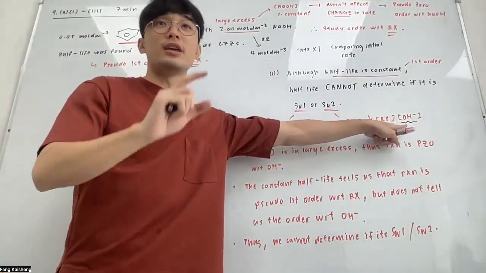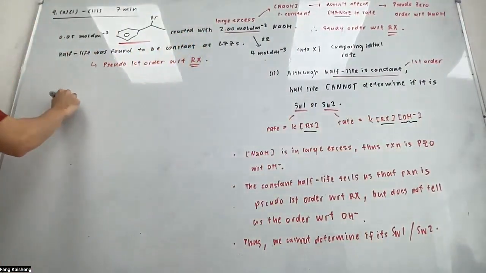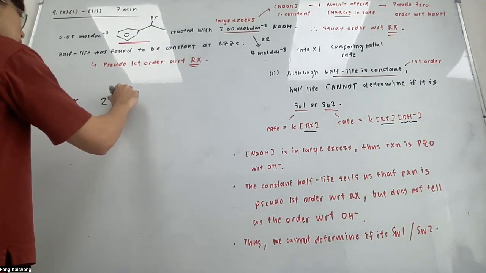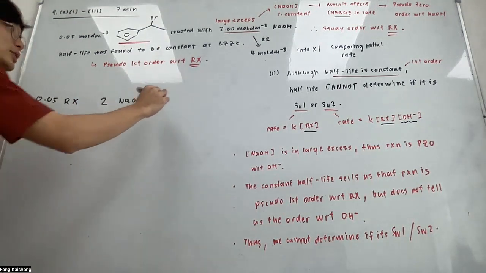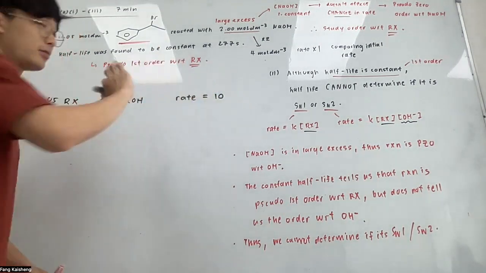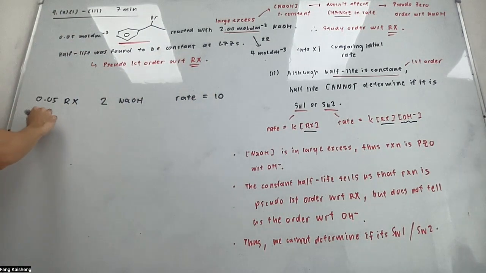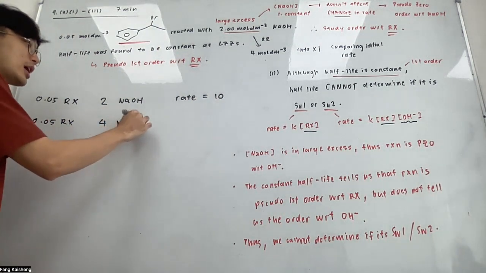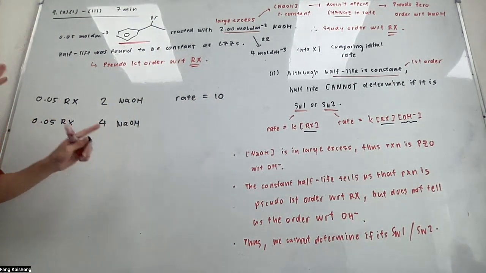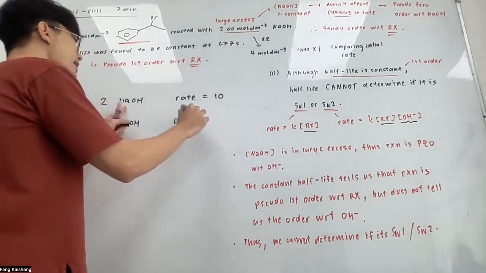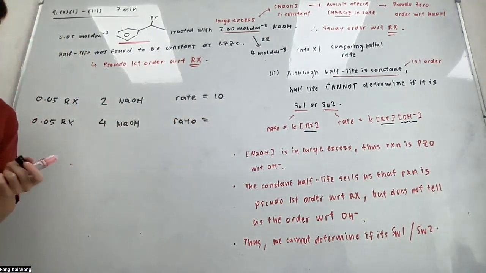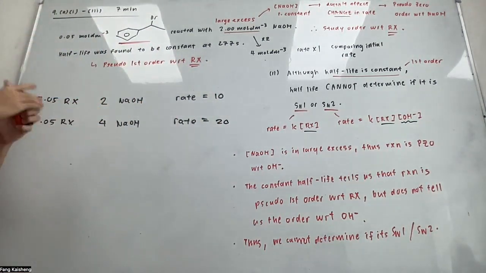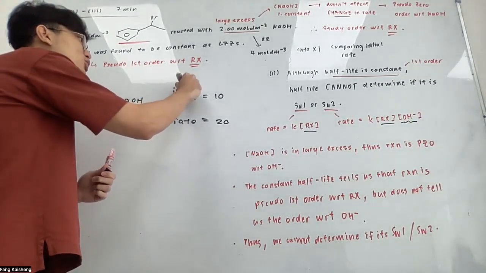Now, let's treat it as if it is actually first order. Rx, 0.05 moles. NaOH, 2 moles. Can you see that? Now, let's just say the rate is 10. Random number. Now, I can still put Rx as the same. Now, I can change this guy to 4. Is it still in large excess? Yes. But here it's not about whether it's large excess or not. Because if NaOH is first order, what is the rate here? 20. It is large excess, but here it's not about the change in rate. This is just the initial rate.